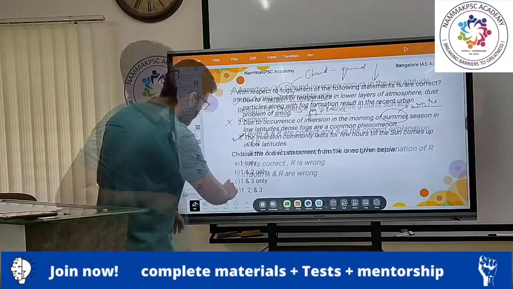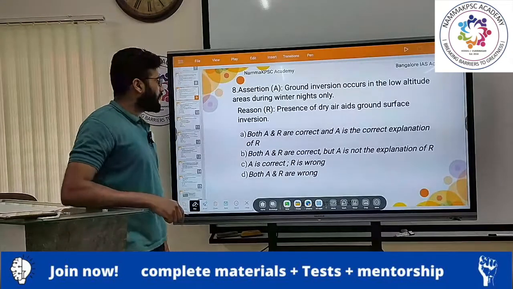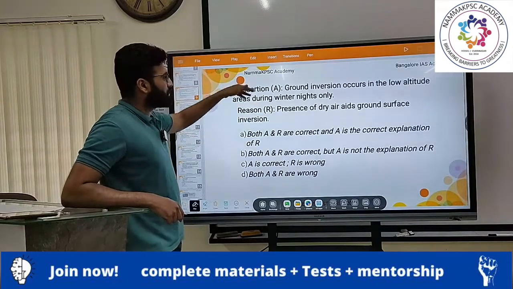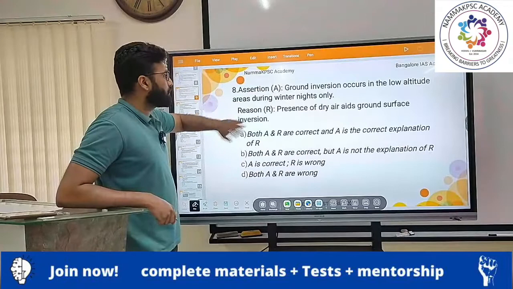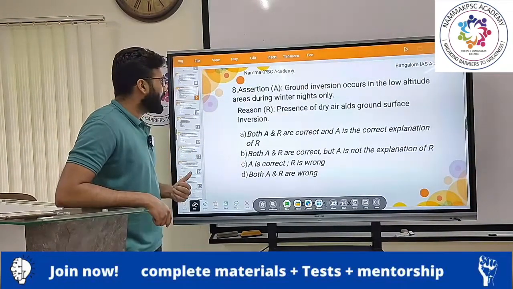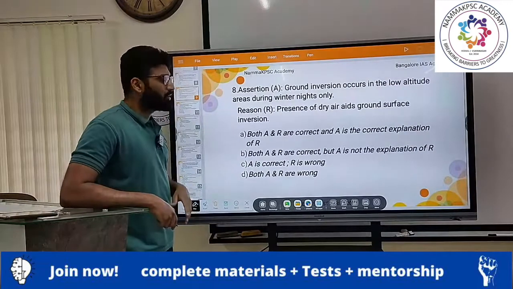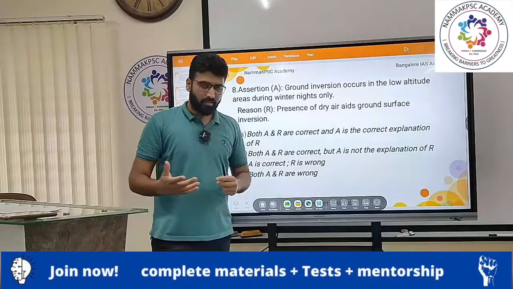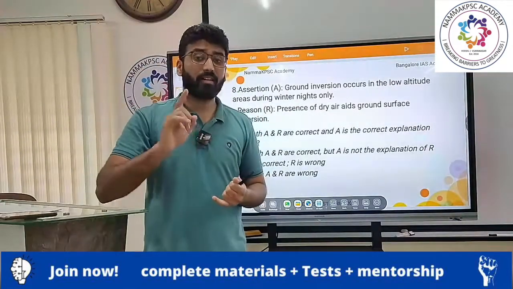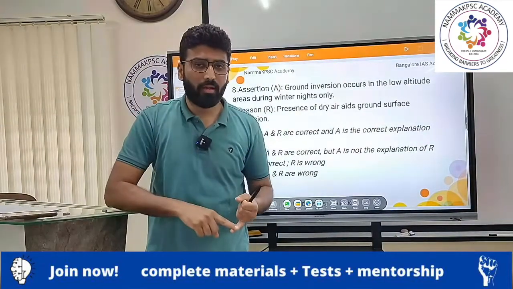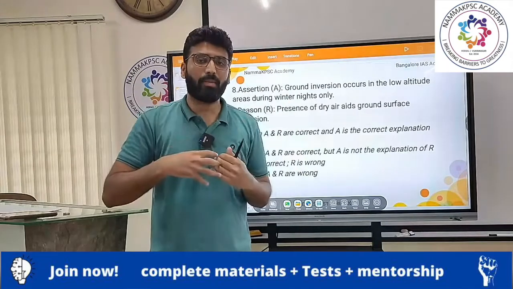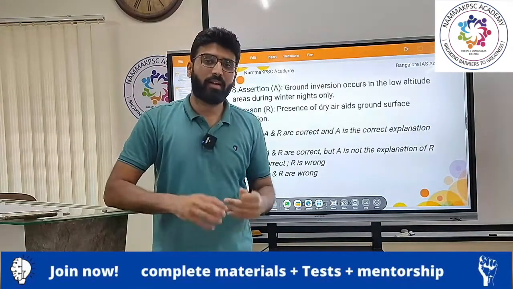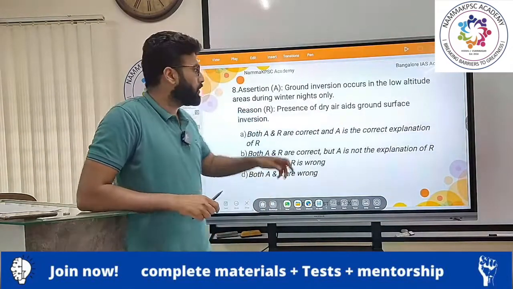Question number 8 says assertion and reasoning. Considering the assertion and reason, you have to understand if the reason is the correct explanation for the assertion. The assertion says ground inversion occurs in low latitude areas during winter nights. Of course, this is true. During long winter nights with clear skies, there should not be any clouds which may trap the terrestrial radiation. So all the terrestrial radiation is lost out into space, and therefore you are able to see ground inversion.